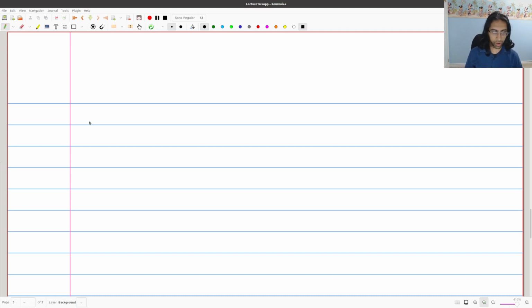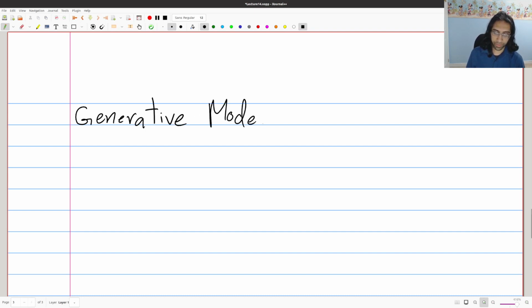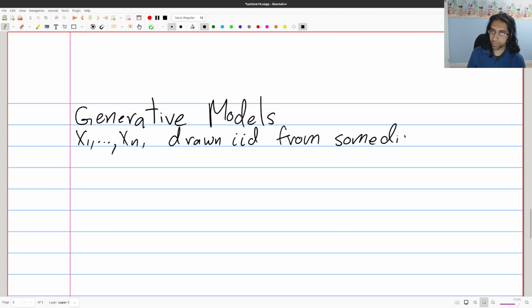For this part of the lecture, we're going to talk about generative models and learning generative models. So what does this mean? Imagine we're given a data set x1 through xn, which is drawn IID, independently identically distributed, from some distribution which we'll call p sub theta. So theta is going to be the parameters of this distribution.